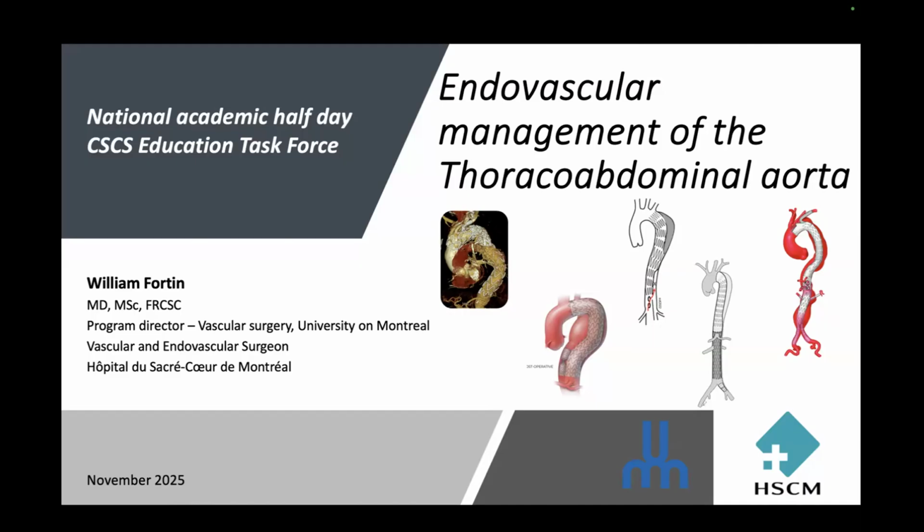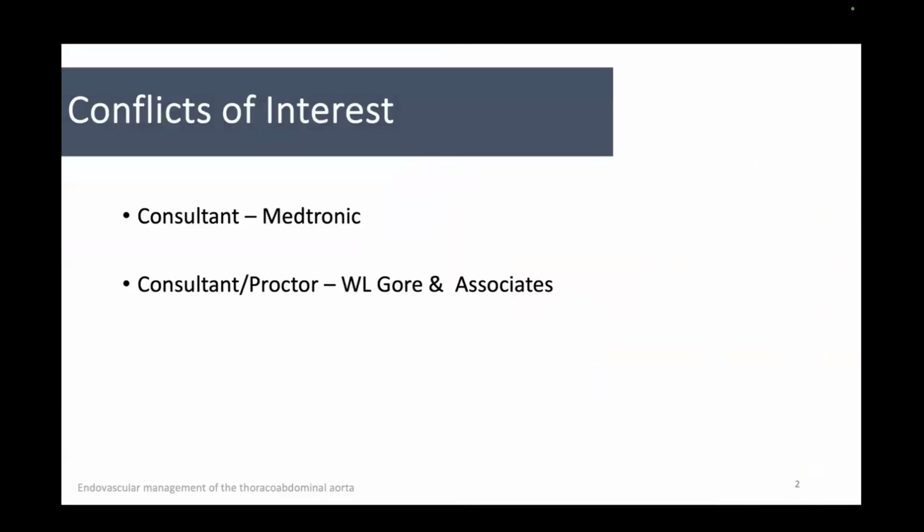We've been working a lot, the vascular and the cardiac surgeons together, so it's always good to communicate and to share expertise wherever needed. Before we start, I'm a consultant for Medtronic and Gore, so keep that in mind because we're going to talk a lot about grafts and endografts and all these things.